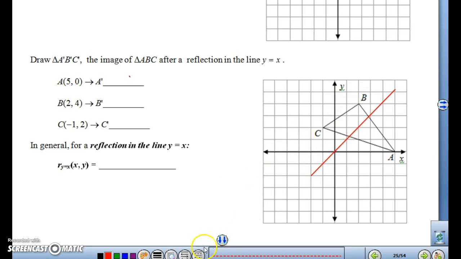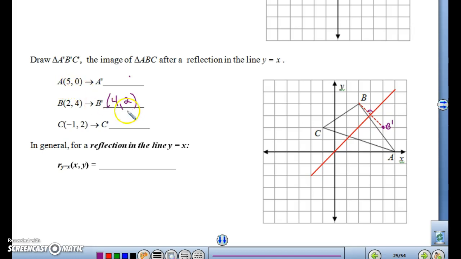If I start at B and I want to go perpendicular to the line and the same distance on the opposite side, notice I'm going diagonally. So B prime is actually going to end up right here. There's B prime. So notice here, that's the perpendicular. So B prime actually ends up at 4, 2. Now you can probably predict where the rest of these are going to fall.